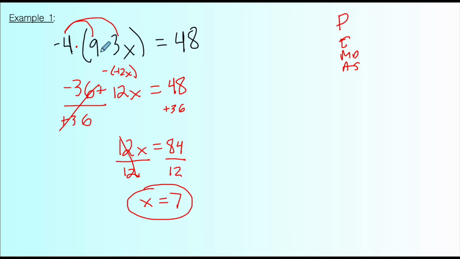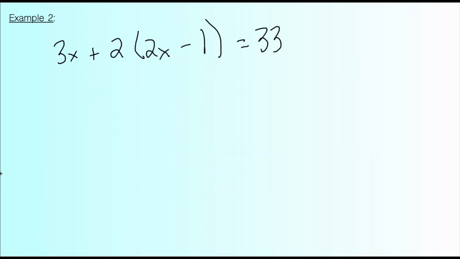Our first step was to simplify a bit using the distributive property. Then we used inverse operations, and we got down to the bottom: x equals positive 7. All right, our next example, 3x plus 2 times 2x minus 1 is equal to 33.